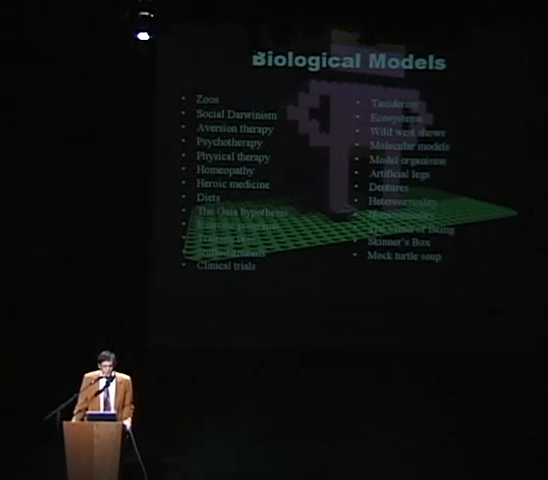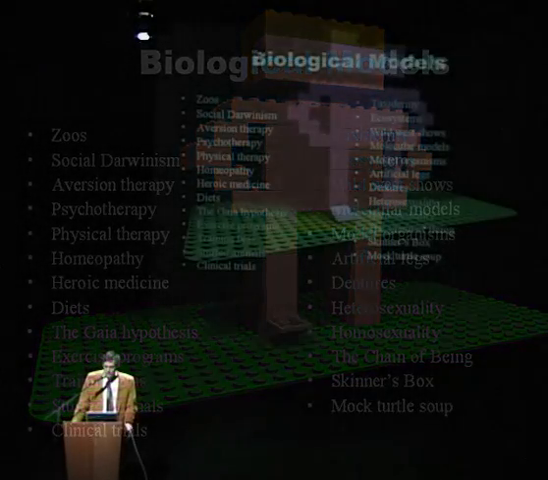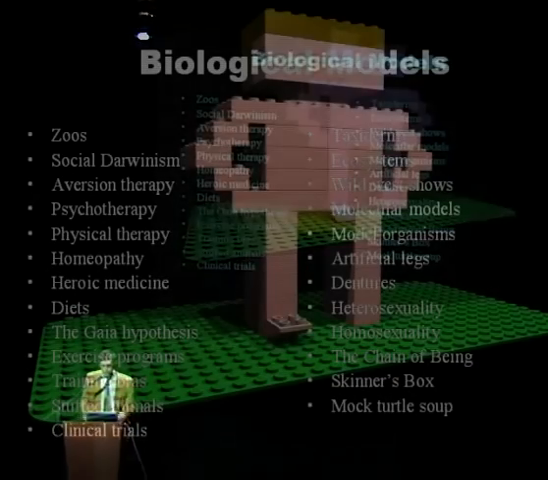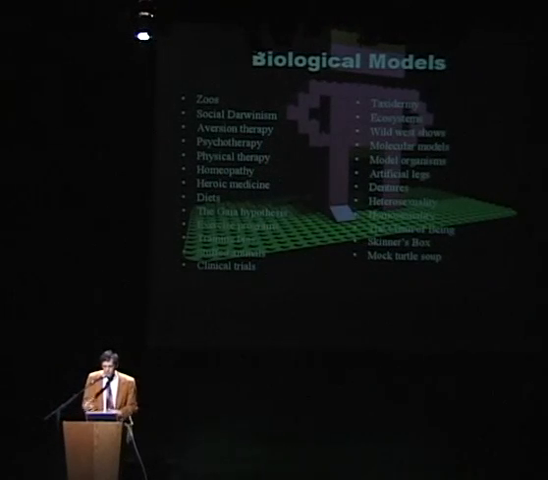Exercise programs, training bras, stuffed animals, clinical trials, taxidermy, ecosystems, Wild West shows, molecular models, model organisms of all sorts, artificial legs and dentures are just two examples of model body parts, all sorts of prostheses that simulate or model legs or teeth or things like that. Heterosexuality and homosexuality, of course, are models of desire and behavior that try to describe, perhaps accurately or inaccurately, what's going on. The chain of being, Skinner's box, that's a model where you train animals to respond to stimulus, named after B.F. Skinner, the famous behaviorist. And finally, mock turtle soup, which is sort of a model of a turtle, I guess.